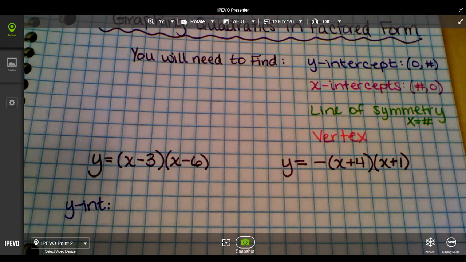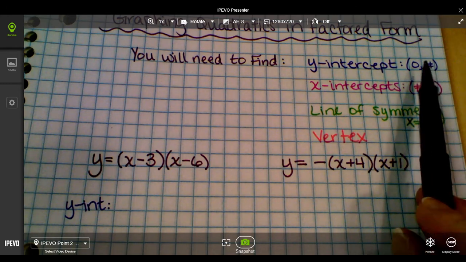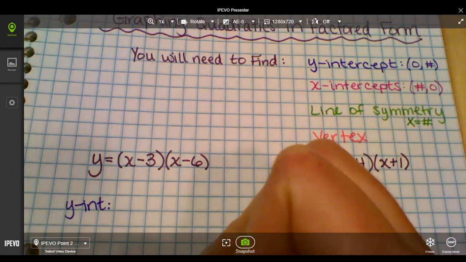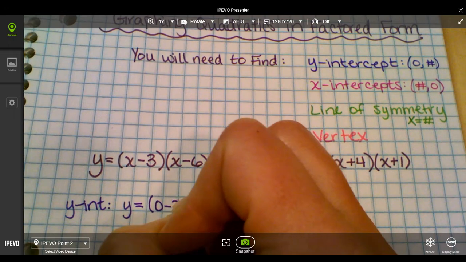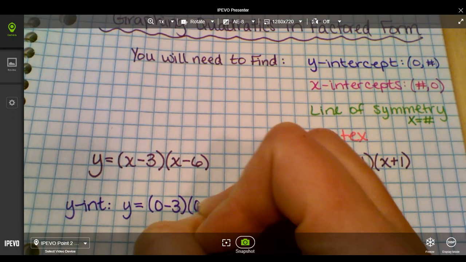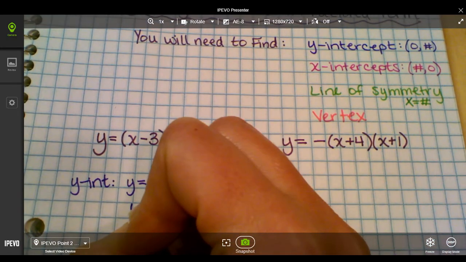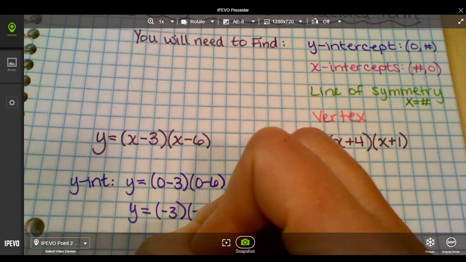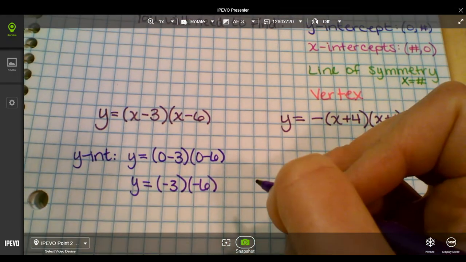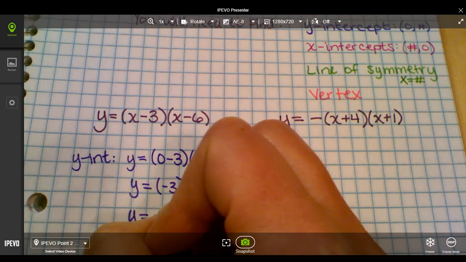Now, when we're going to find our y-intercept, remember that your y-intercept means you are solving for y when your x is 0. You want to make sure that those points are right on that y-axis. So all we have to do is plug in zeros for our x's. So I'm going to go and plug in zeros for both of these x's. Okay, then I'm just going to do the parentheses next. I'm going to follow my order of operations. So 0 minus 3 is just negative 3. 0 minus 6 is just negative 6. And then all that means is I'm going to multiply those together. So my y equals positive 18.